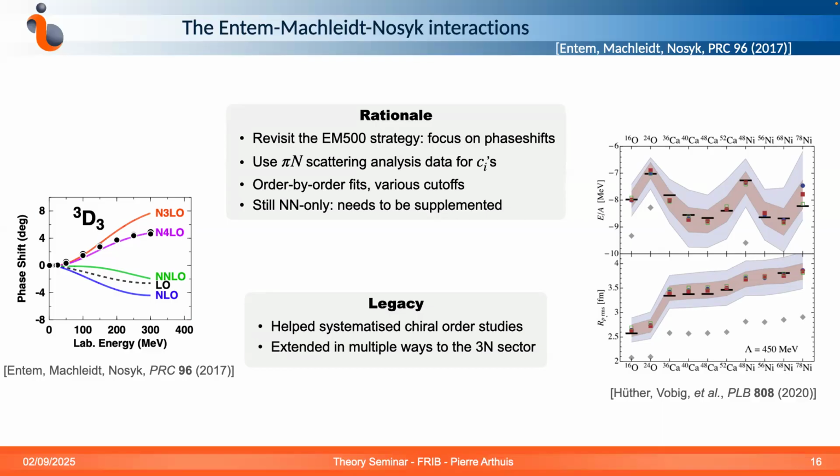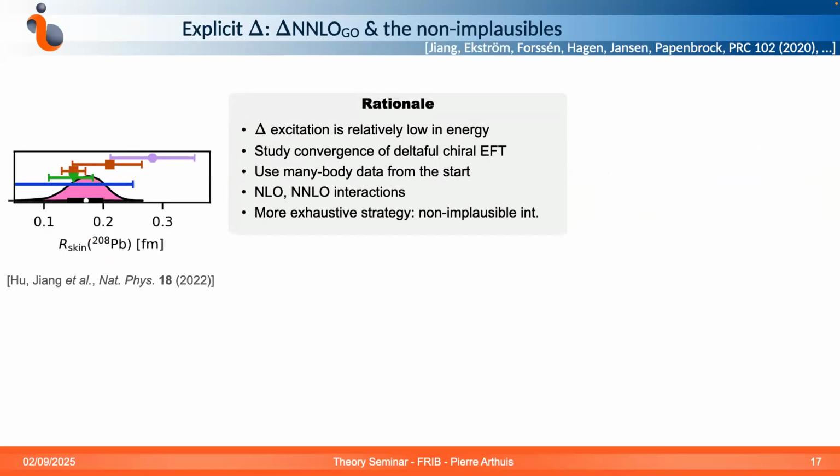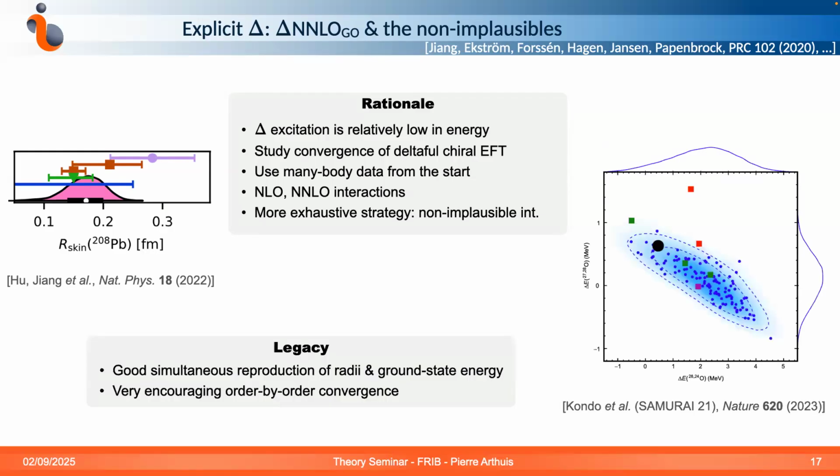This was extended in different ways to the three-body sector, including by Thomas Hüther and collaborators. I told you some colleagues include explicitly the delta excitation. This is the case of those two groups of interactions, Delta-N2LO-GO and the so-called non-implausible interactions. I won't go into the details here, but the idea from those two papers was to include the delta, and study the convergence of delta-full chiral EFT with respect to delta-less. Once again, using many-body data from the start of the process with interactions at NLO and N2LO. And this worked pretty well up to lead-208 neutron scheme.